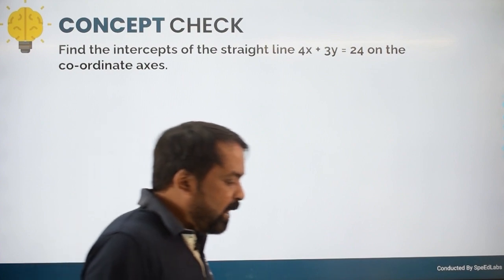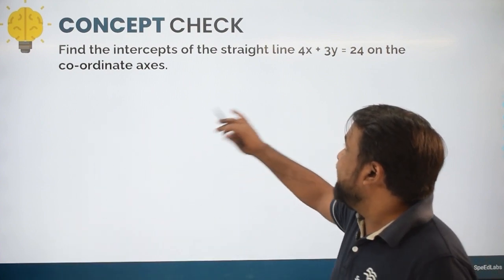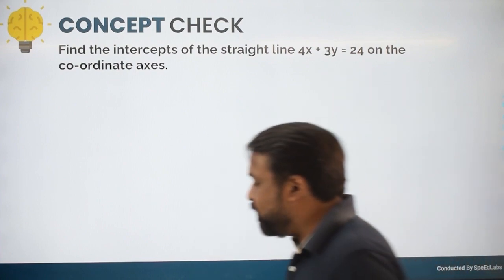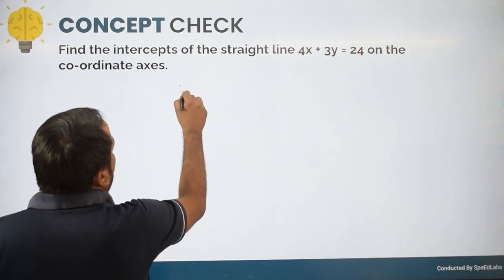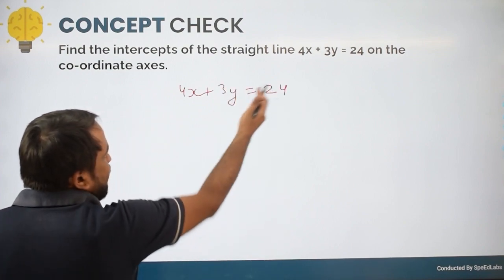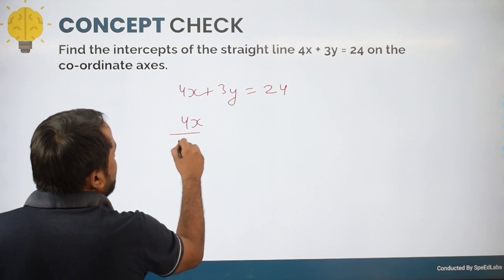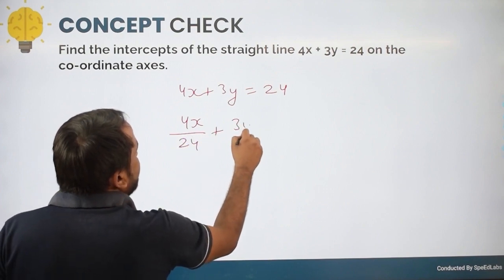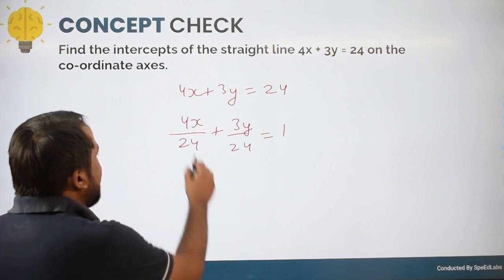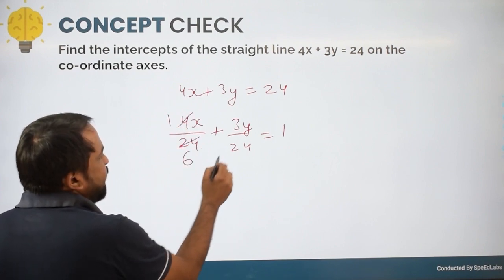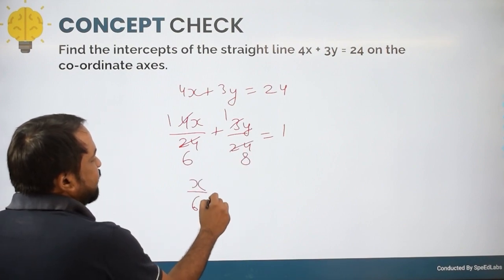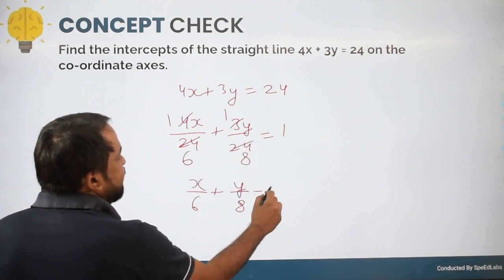Now here is the next question. As you can see, find the intercepts of the straight line 4x plus 3y equal to 24 on the coordinate axes. We have to find the intercepts now. So 4x plus 3y is equal to 24. This is the equation. If I divide it by 24, 4x upon 24 plus 3y upon 24 will be equal to 1. Now I can cancel this. 4 1s are 4 and 4 6s are 24. 3 1s are 3 and 3 8s are 24. So x upon 6 plus y upon 8 is equal to 1.